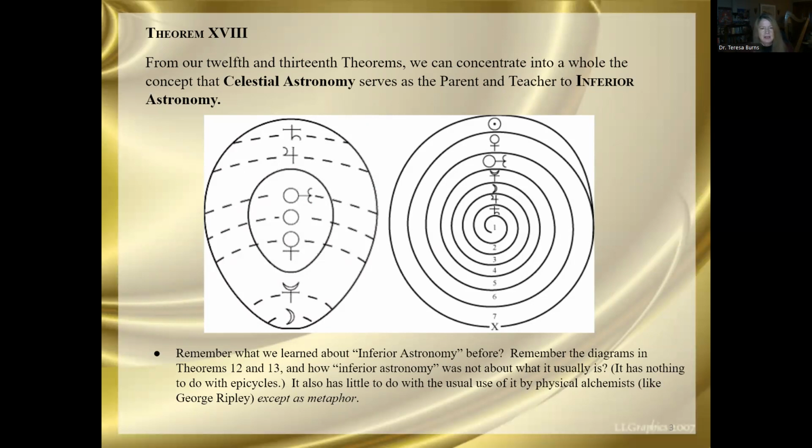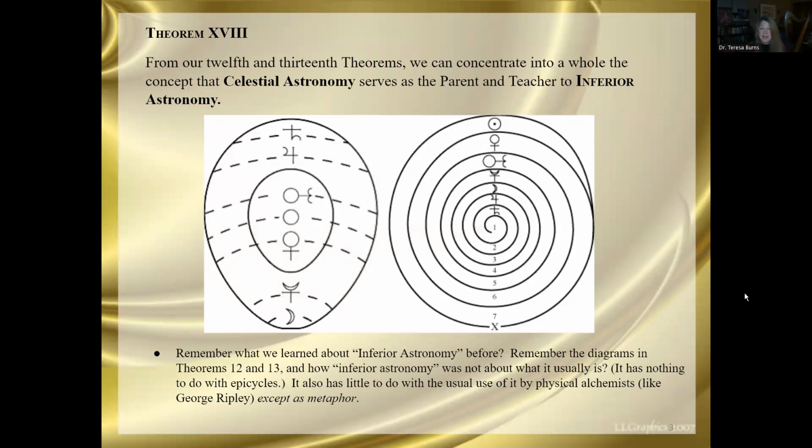It also has little to do with a usage made by some physical alchemists, and I use the example of George Ripley, had a whole separate video looking at Ripley's wheel as an idea of inferior astronomy. It has nothing to do with that except as metaphor. You can use it as a metaphor all you want. It works as a great metaphor.